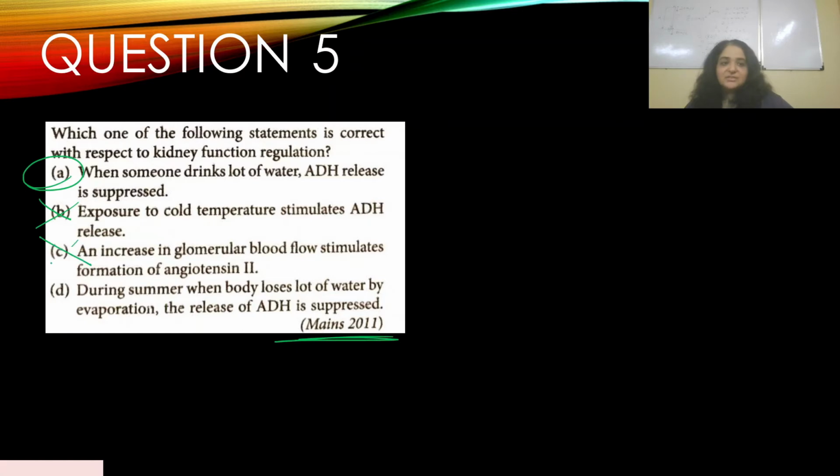C. An increase in glomerular blood flow stimulates formation of angiotensin 2. Clearly, we have just discussed in the previous question, it is a decrease in the glomerular blood flow. When there's a decrease in blood volume or blood pressure, it stimulates the formation of angiotensin 2.